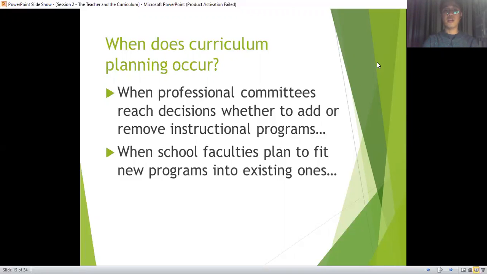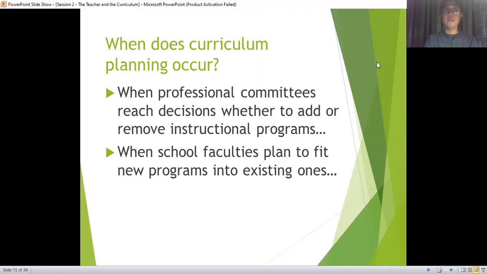Okay. Now we have the second one. Curriculum planning occurs when school faculties plan to fit new programs into existing ones. So, for example, in this current situation where our education system is amid the global health crisis, there are new programs that our higher authorities are proposing in order for us to adjust the way we deliver instruction. So this is what we mean. That's curriculum planning. They plan on how to fit the curriculum into the current situation.